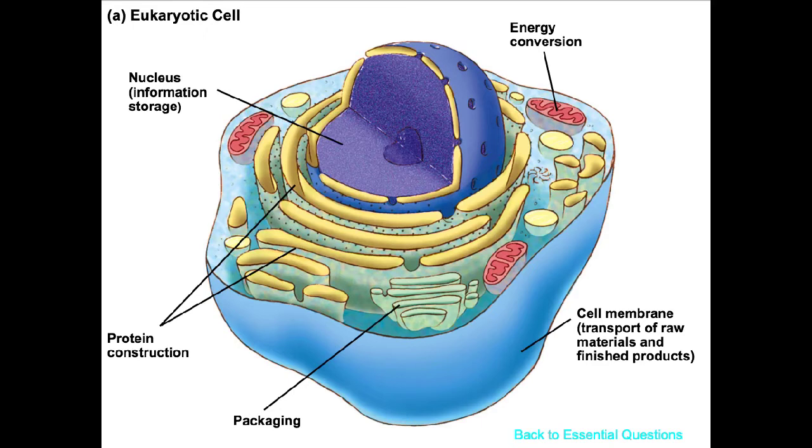Eukaryotes, you have two different types. What are my two different types of eukaryotes? Plants and animal cells. What is the main difference? One has a cell wall, one doesn't. Also, the plant cell that has the cell wall has a couple different organelles, can have chloroplasts, central vacuoles, where the animal cell does not.